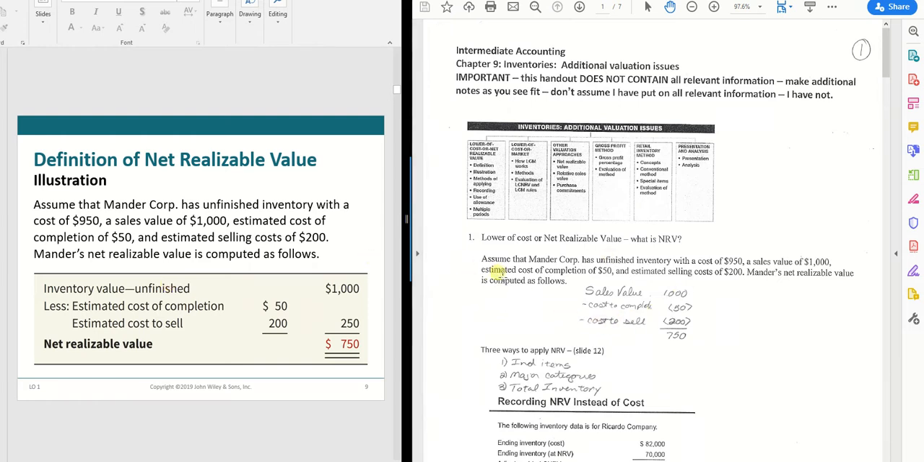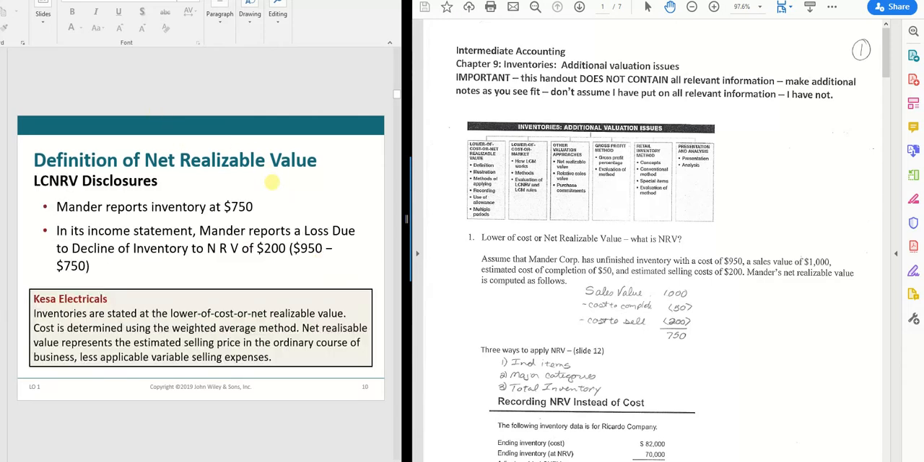Assume that Mander Corporation has unfinished inventory with a cost of $950 and a sales value of $1,000. It's going to cost us $50 to complete them and $200 to sell them. So what's the net amount I can realize? Well, I simply take the selling price minus the cost to complete or sell, and I end up with $750. So net realizable value, honestly, the only thing difficult is mixing it up with the lower of cost or market. All right, you can read through that.